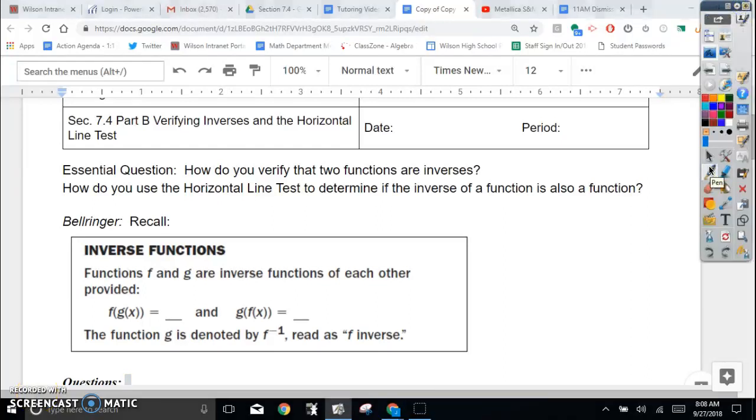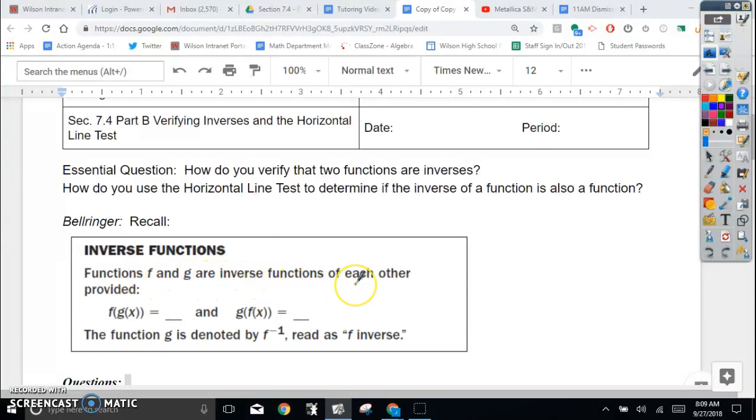This is 7.4 Part B. We're going to be doing inverses and horizontal line tests to prove whether your inverse is a function or not. You can see we start with the definition here. Verify two functions are inverses, and we will do the horizontal line test to see if it's a function. So the two questions are right there.